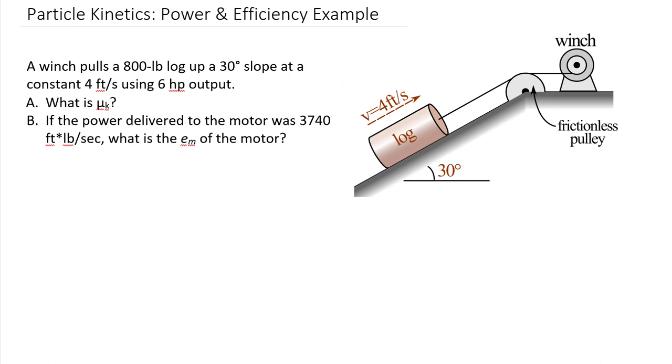So to demonstrate how we can use power and efficiency, let's do an example of a log being pulled up a slope by a winch. This log has a weight of 800 pounds and we're pulling it at a constant velocity.